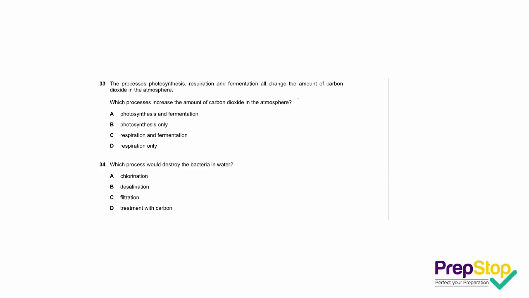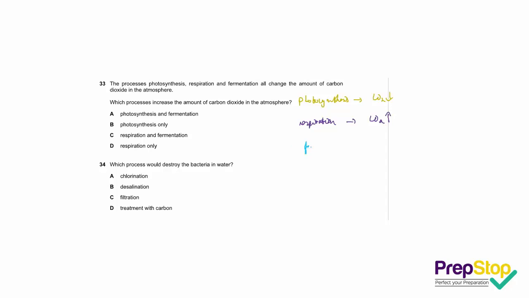The processes photosynthesis, respiration, and fermentation all change the amount of carbon dioxide in the atmosphere. Which processes increase the amount of carbon dioxide in the atmosphere? So photosynthesis uses up carbon dioxide, hence the carbon dioxide amount decreases. In respiration, we see that oxygen is consumed and carbon dioxide is formed, which means that the amount of carbon dioxide in the atmosphere increases.